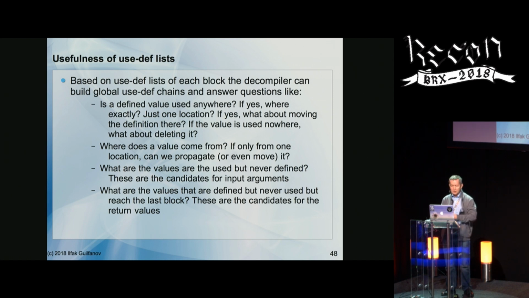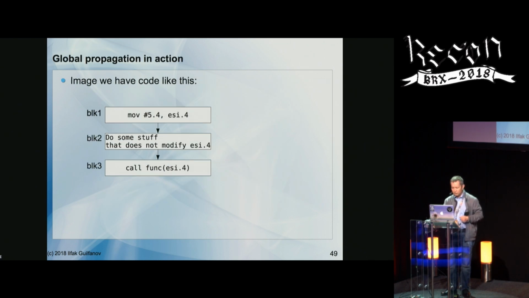And there are many questions like that, and we try to answer these questions, and this way we keep all our analysis sound. It's not something that we decide to apply a pattern just because it looks nice to us. The decompiler needs to prove something before applying it. The use-def lists are also used to propagate values globally.